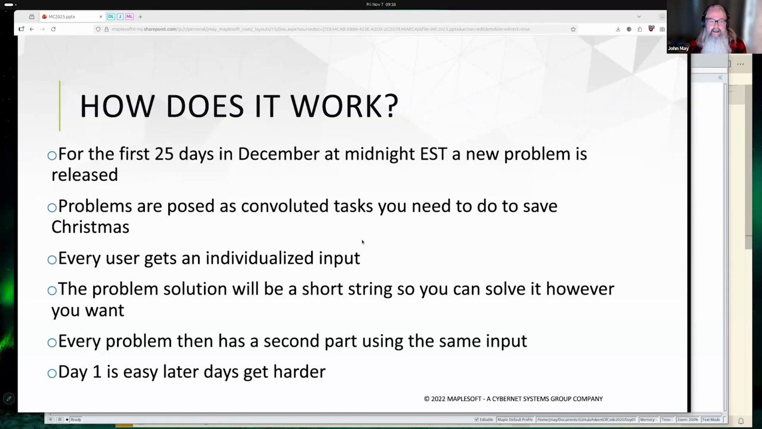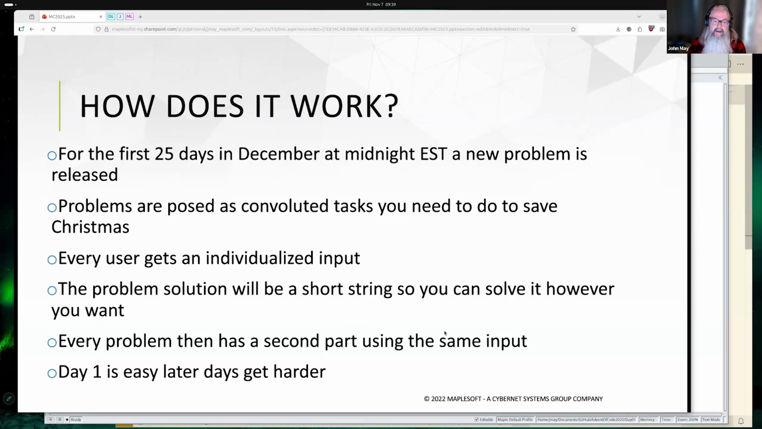There's a sample input given to you in your problem, but then every individual user gets their own input, so that everyone is going to have a different answer. The solution to the problem is always going to be a short string that you enter into the website. That means you can solve it however you want. You can solve it on pen and paper. You can solve it in, God forbid, Rust, or Maple if you're a right-thinking person. Then you get the answer, you just paste it into the web page.